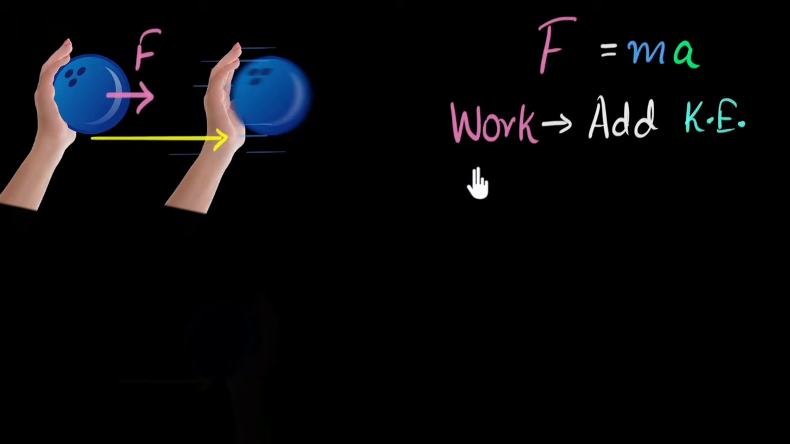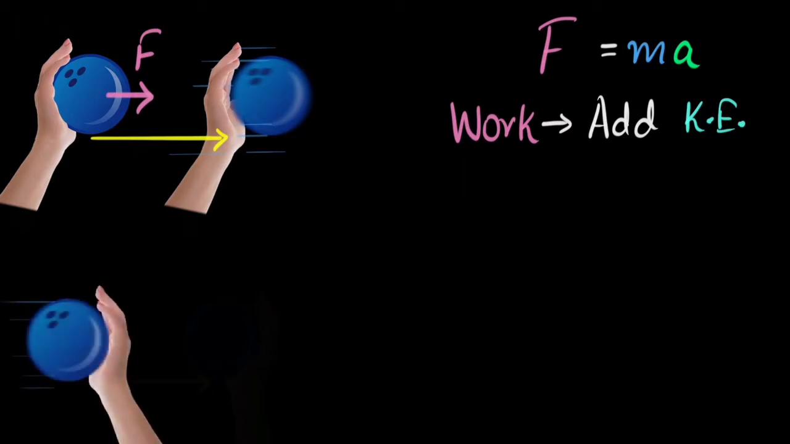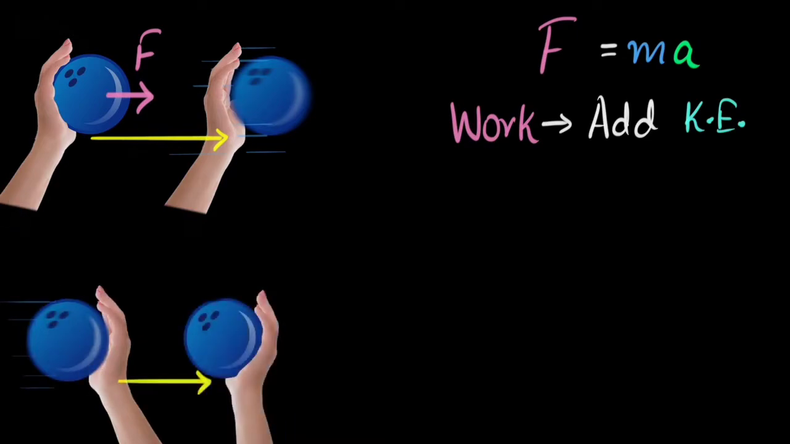Now you can also do work and remove kinetic energy if you want. For example, imagine a ball is thrown at you and you try to catch it. Now when you try to catch a ball like this, again, your hand will move back a little bit. Now think about what happened. When you try to catch that ball, your hand will start pushing it, but this time it pushes it in the opposite direction. And that's why it's slowing it down, right?